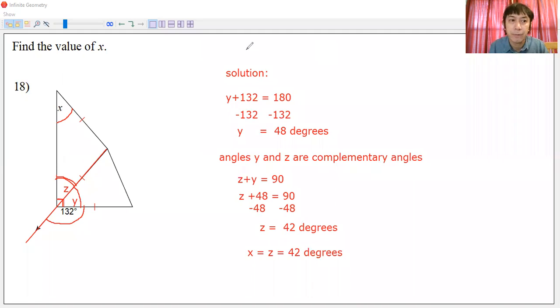That's the answer. x is 42 degrees. And we can verify that over here. You can see the mark, the red number at the bottom of the diagram.